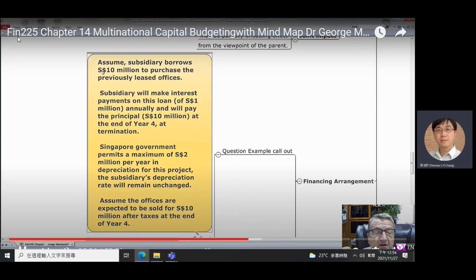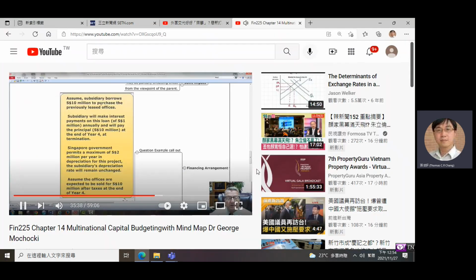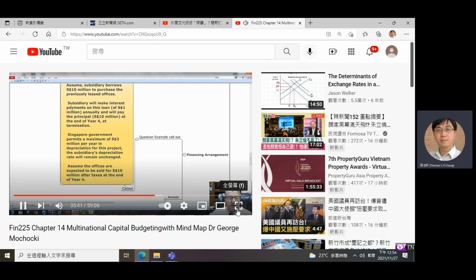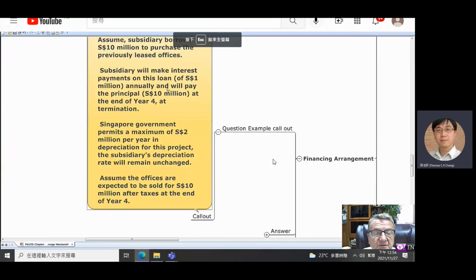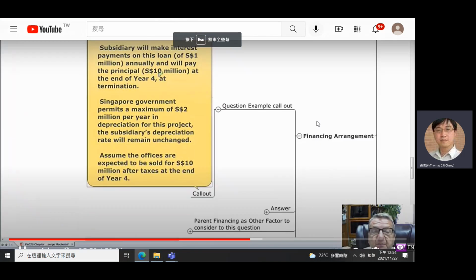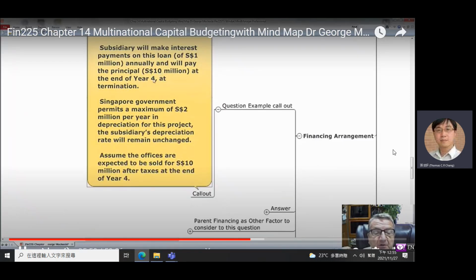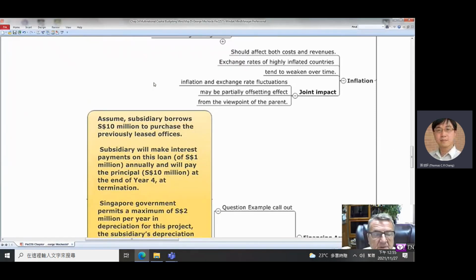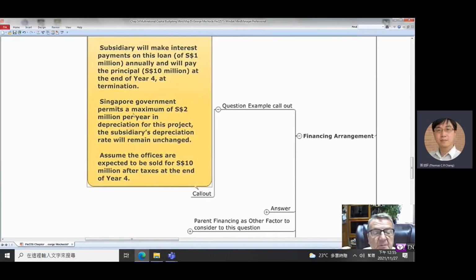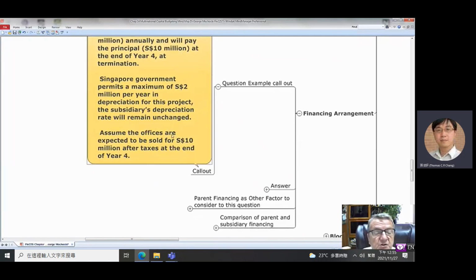Assume a subsidiary borrows Singapore $10 million to purchase previously leased offices. The subsidiary makes an interest payment on this loan of 1 million Singapore dollars annually. It will pay the principal of 10 million Singapore dollars at the end of year four at termination. The Singapore government permits a maximum of $2 million per year in depreciation for this project. The subsidiary's depreciation rate will remain unchanged from your accounting. Assume the offices are expected to be sold at 10 million after taxes at year end.